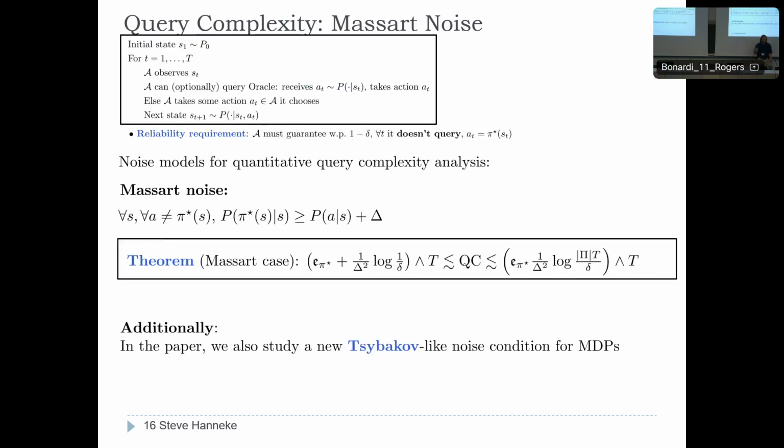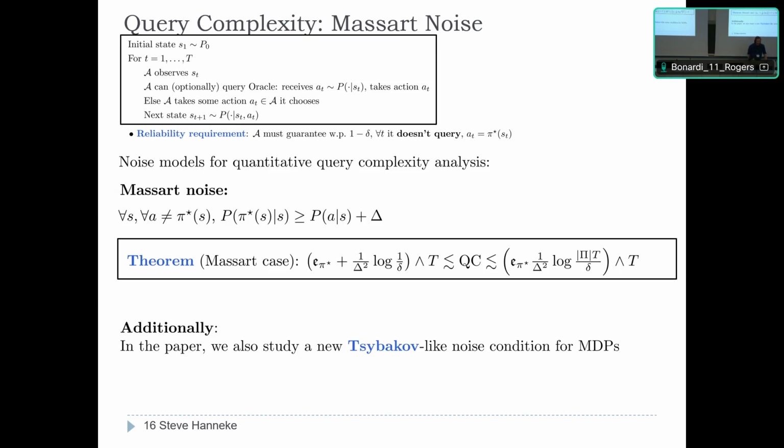To get a quantitative query complexity bound, we need to introduce some kind of parameterization of how noisy the Oracle response distribution is. We look at two versions of this in the paper. The simplest one is the Massart noise assumption. This is just that the probability of the pi star action is bigger than the probability of any other action by at least some delta margin, some gap. And then we show the optimal query complexity here is again characterized by the eluder dimension, but also a 1 over the square of the gap term, and then some log factors as well.